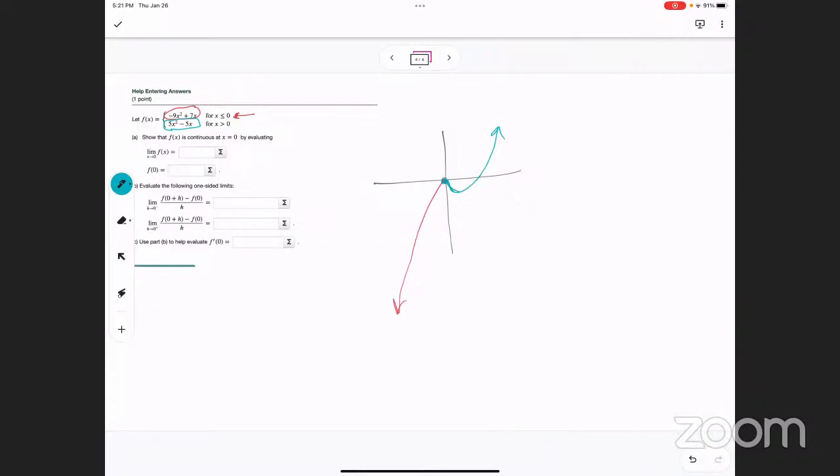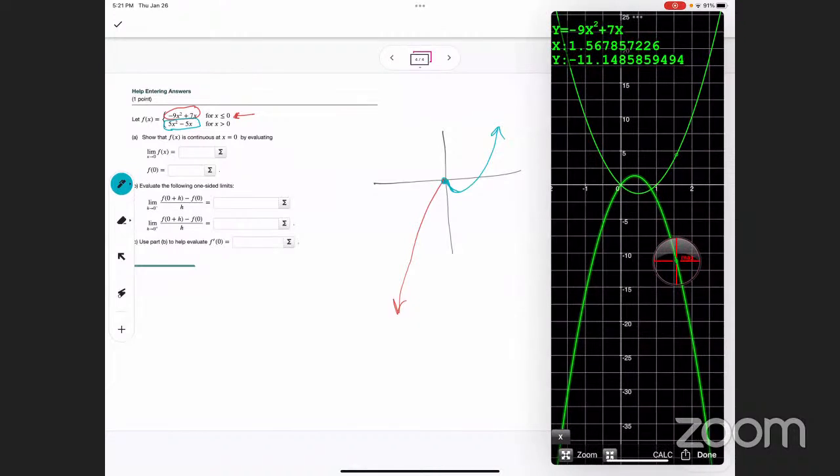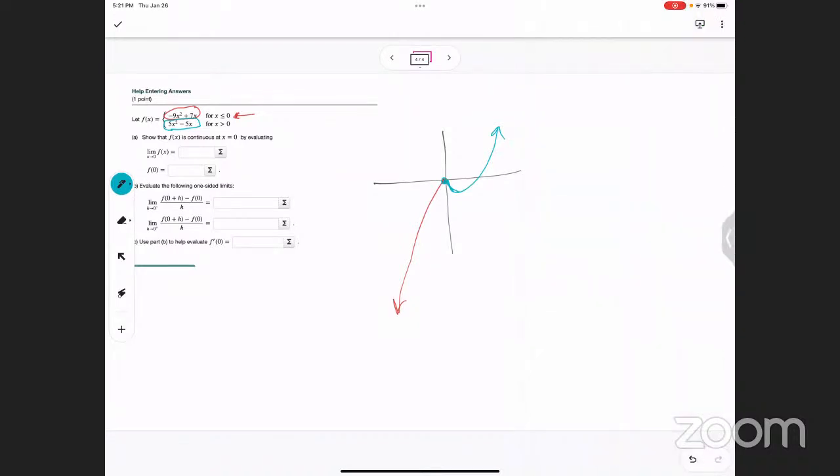Did you get that? Yes, I do. So that's what this function is. It's two quadratic functions that are pieced together at 0. So in order to prove that it's continuous, you basically have to show that the red and the blue one both end at the same place at 0. In other words, plug in, that's what they're telling you to do.